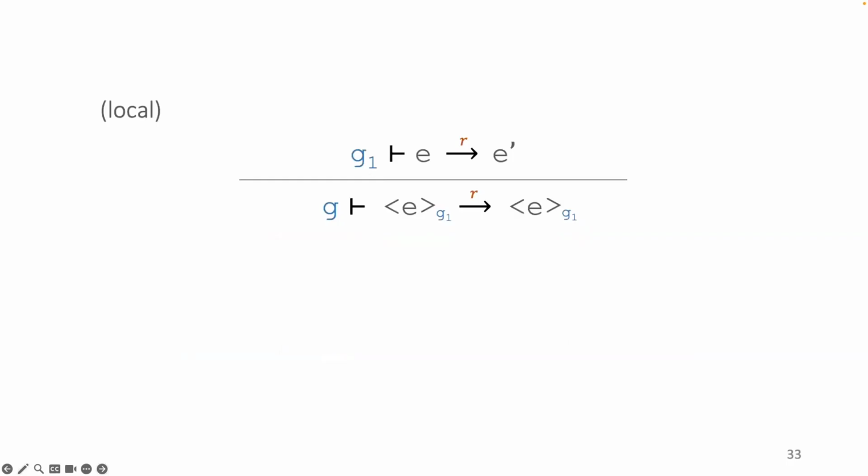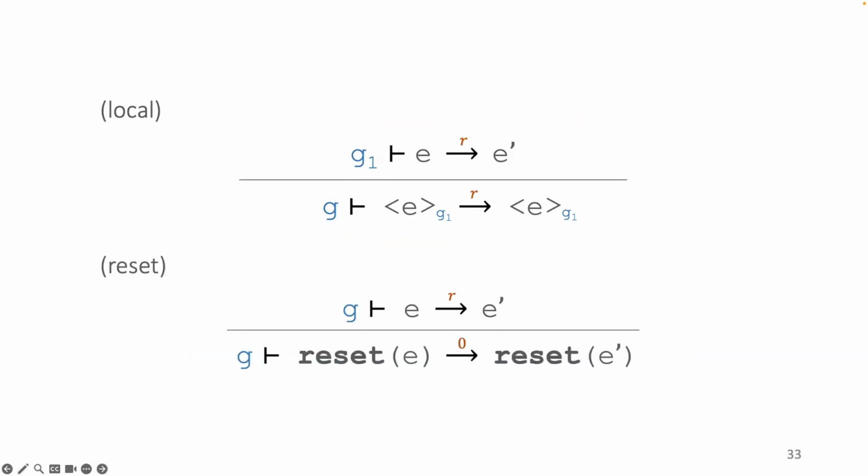And lastly, we have the rule for local, and it's actually very intuitive. So if we want to localize a loss continuation for G, then that just means we will change under which loss continuation E is evaluated. So it changes from G to G1 in this case. And if we want to reset an expression, that just means the loss information from E will not be propagated to the outside. So this expression in itself always produces a zero loss. Then it allows us to localize loss information.